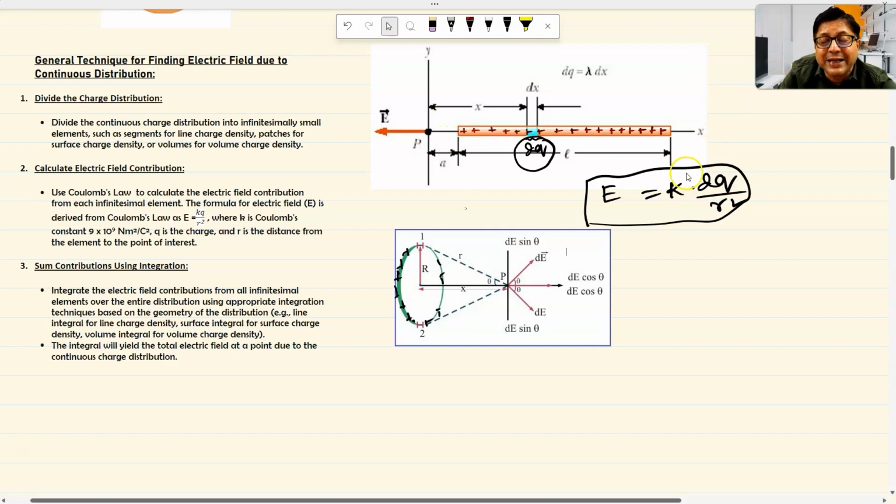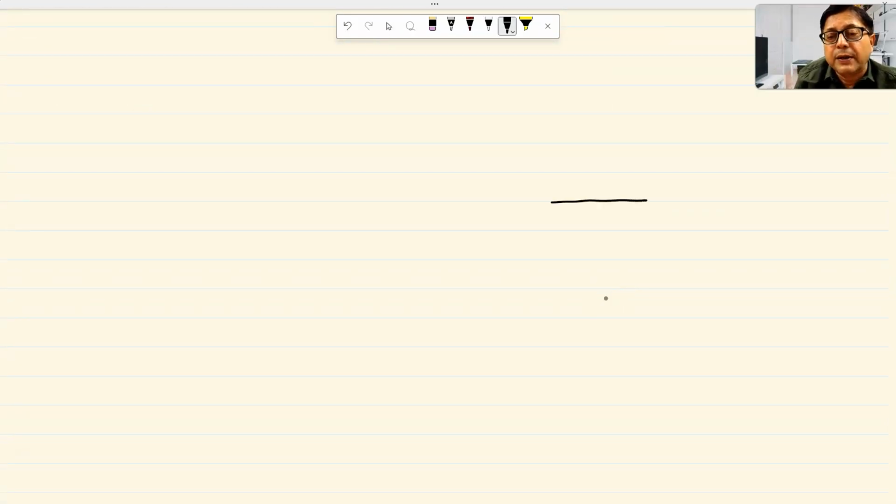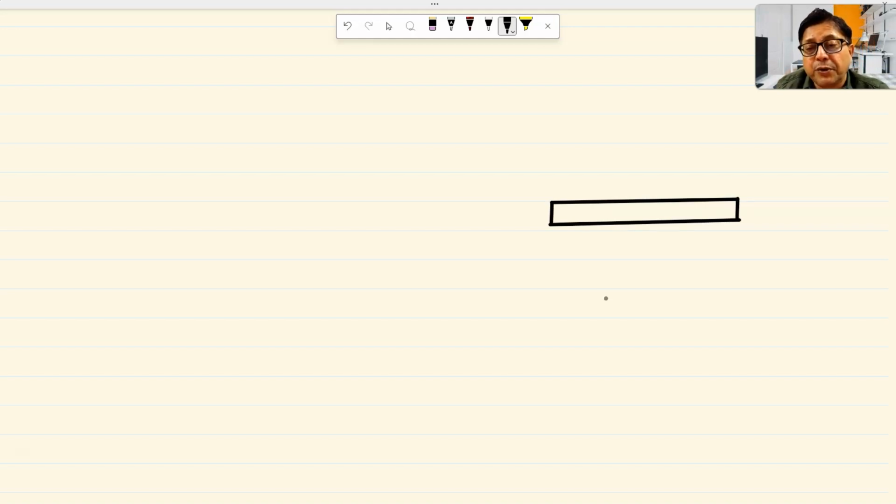You have kept it along the x-axis. This is the diagram here. This one is charged. It has finite length. The length we are assuming equal to L. You have given a charge which is distributed uniformly. Before you calculate, this is our basic assumption. You never forget that.